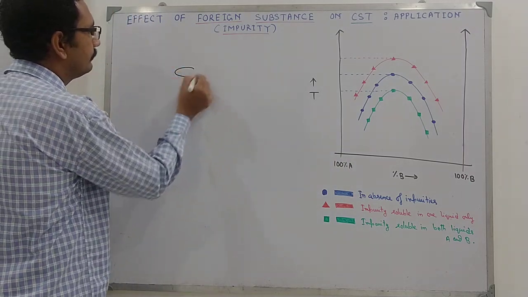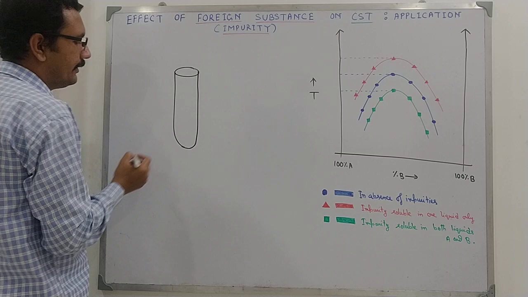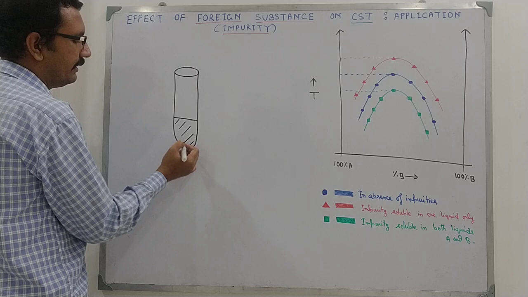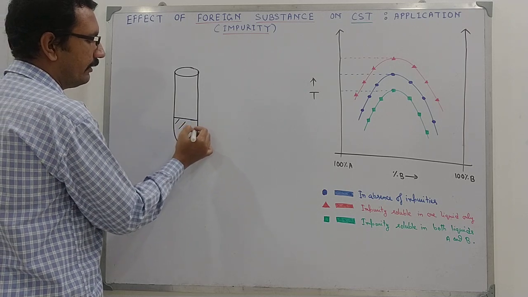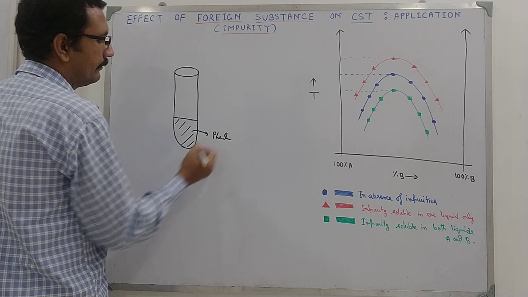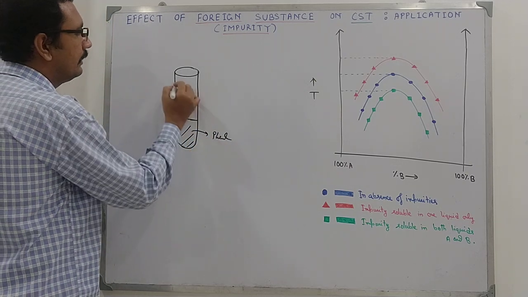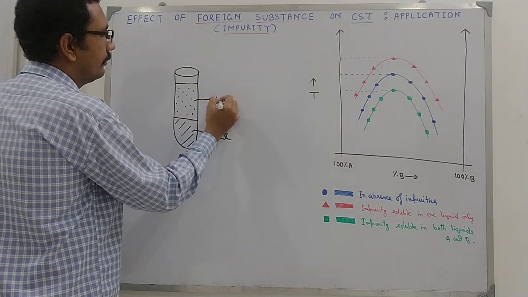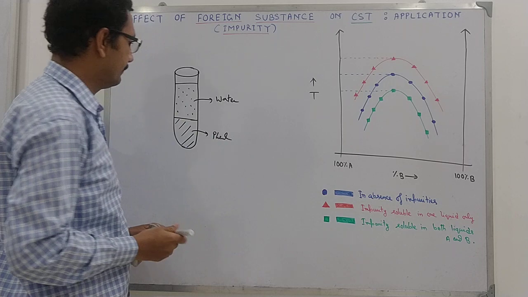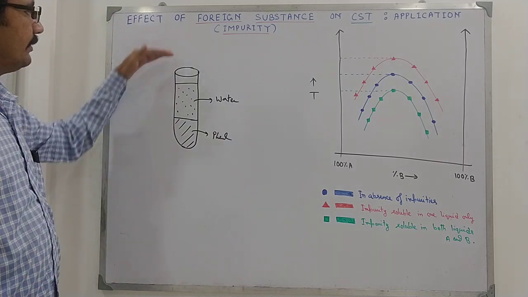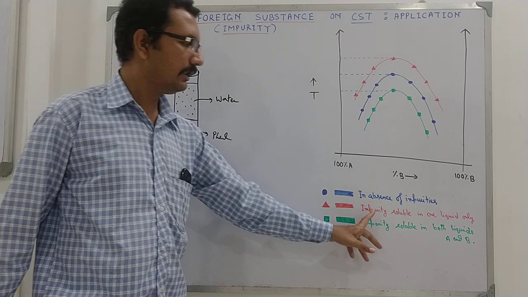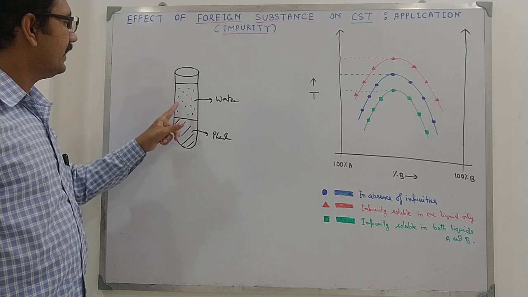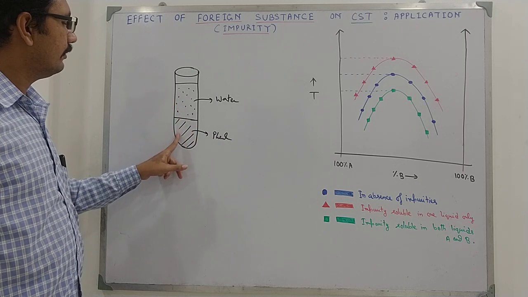Now if we have this test tube and we know that phenol is denser, so we will have a saturated solution of water in phenol here. Here it will be water in phenol, and above it a saturated solution of phenol in water. This is below the critical solution temperature. Now if impurity is soluble in one liquid only, say water or say phenol, then what will happen?